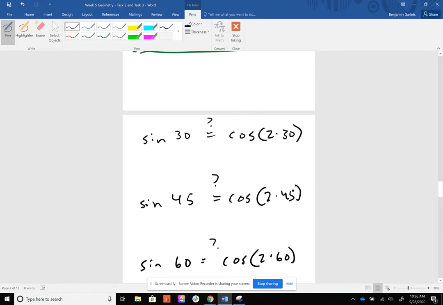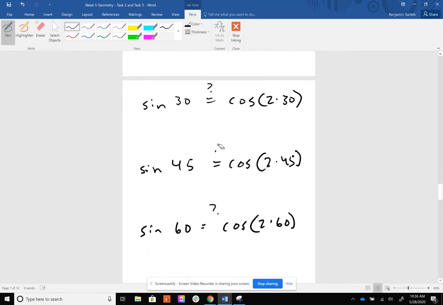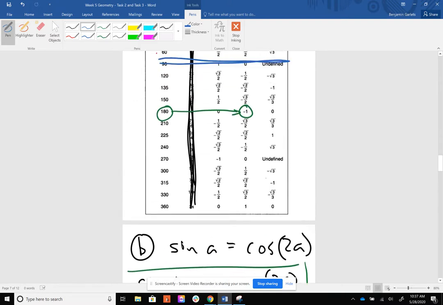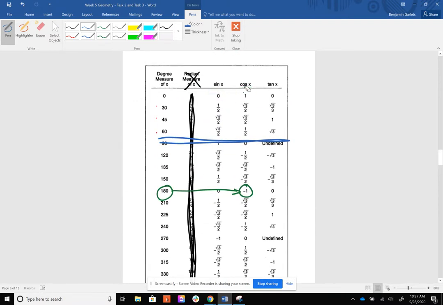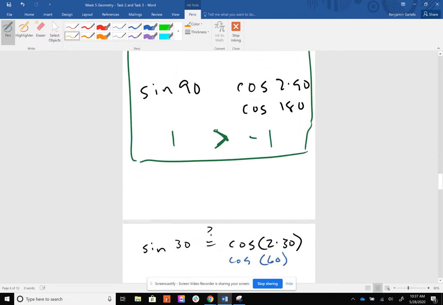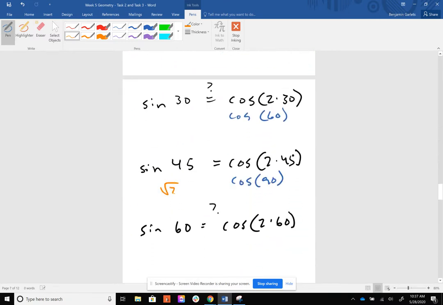I'm going to start with 45 because I have a feeling that it's not going to be really kind to us. Cosine of 2 times 45 is the same as cosine of 90. So let's check sine of 45 and cosine of 90. Okay, those values do not equal. Square root of 2 over 2 and 0 are not equal.